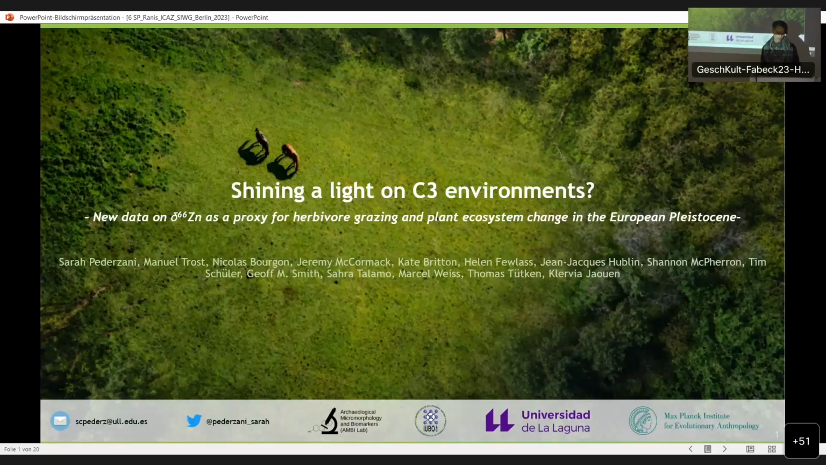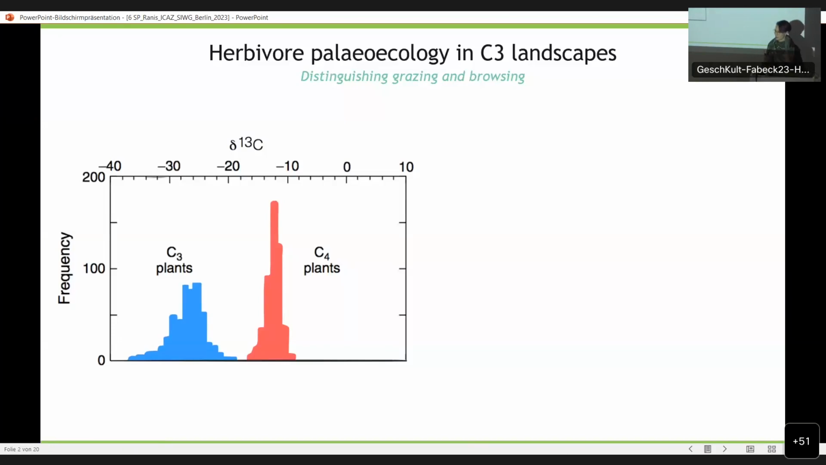I'm going to talk a little bit today about zinc stable isotopes, which is very exciting, just to get a little bit out of the boring land of C3 in Pleistocene Europe. So yeah, herbivore paleoecology is going to be mostly the theme.